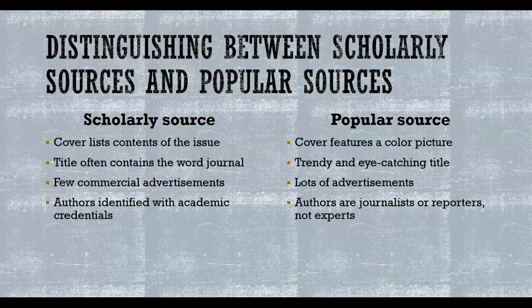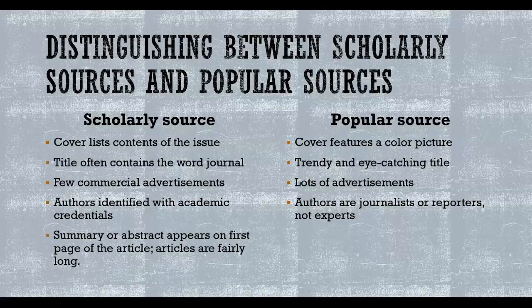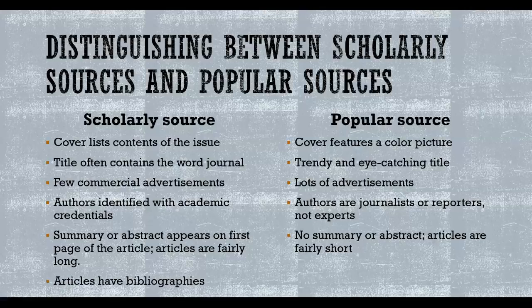The authors of the popular sources are usually journalists or reporters, not experts in the field, and their credentials are not provided with their work. Summary or abstract appears on first page of the scholarly articles, and the articles are fairly long. Popular source articles are generally short and they do not provide abstracts or summaries. Scholarly sources always cite their sources and provide bibliographies. Popular sources do not provide bibliographies.